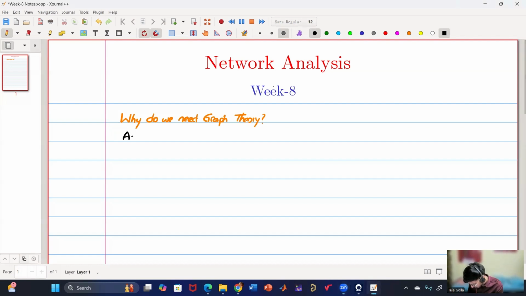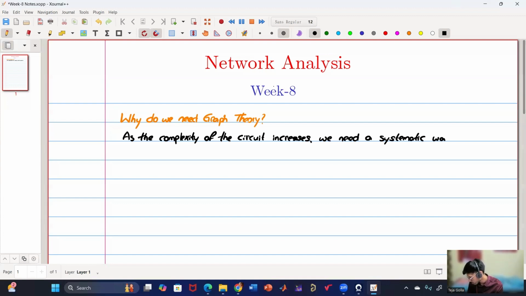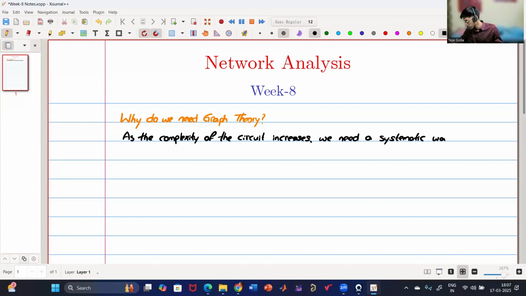So as the complexity of the circuit increases, we need a systematic way to solve the circuit, and we use graph theory to do so.